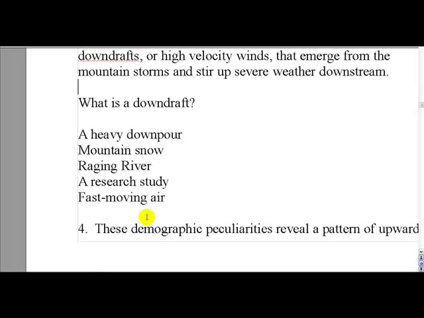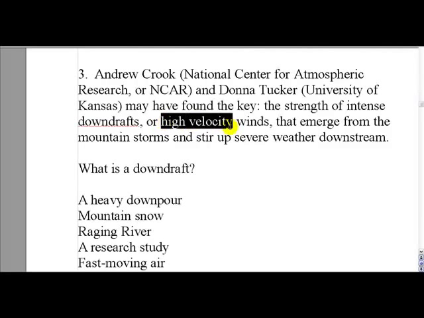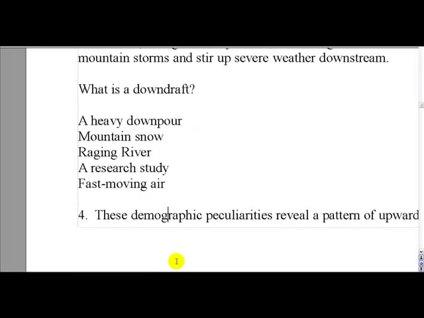Okay, it says what is a downdraft? A heavy downpour. Downpour means rain. I'm going to say no. Mountain snow? Nope. Raging river? Nope. That's water. A's water. C's water. A research study? Nope. Fast moving air? Yes. Notice how the best answer is what I've been pointing out to you, usually what I call a restatement of the key word. So you have here high velocity winds is similar to fast moving air. So high means fast, or high velocity means fast moving, and wind and air are similar. All right, let's go to 4.